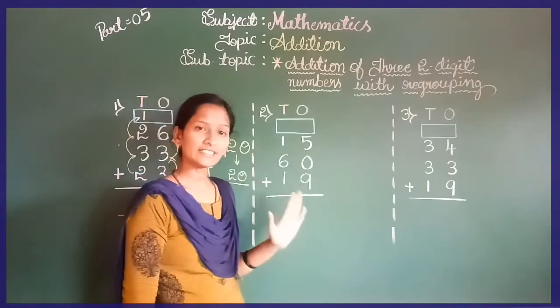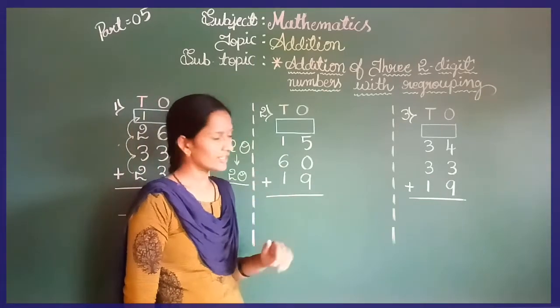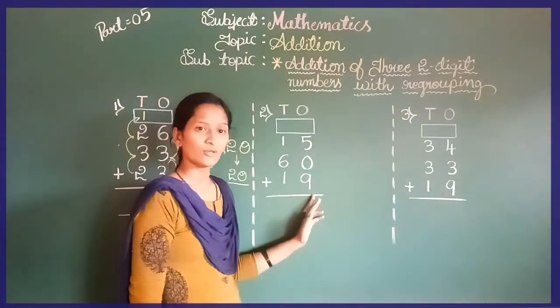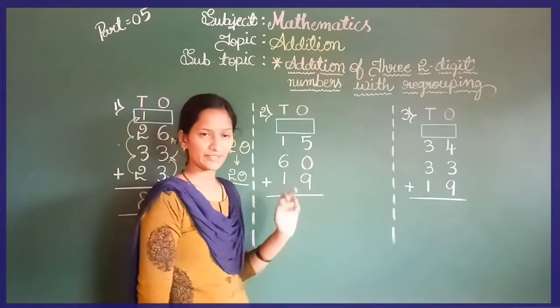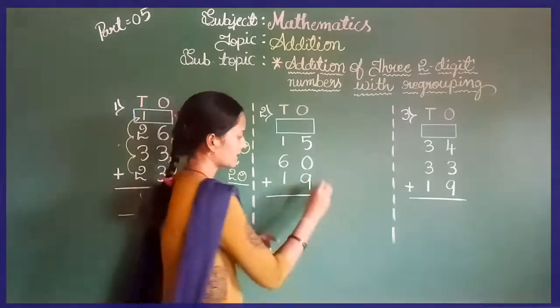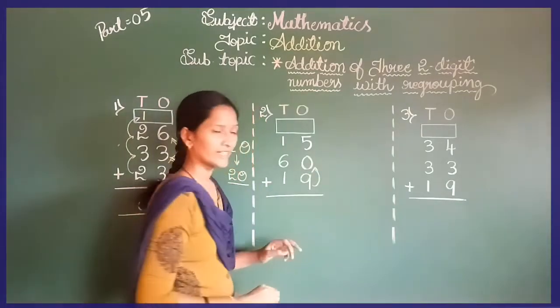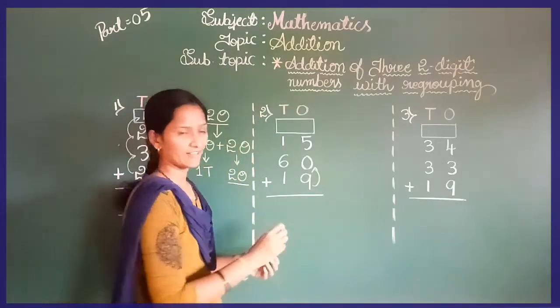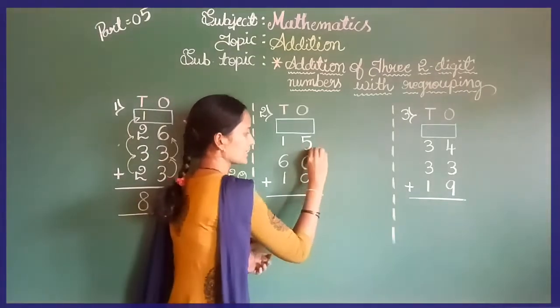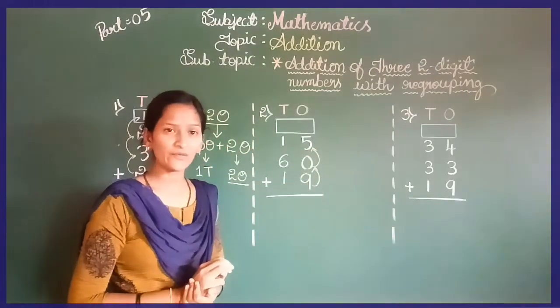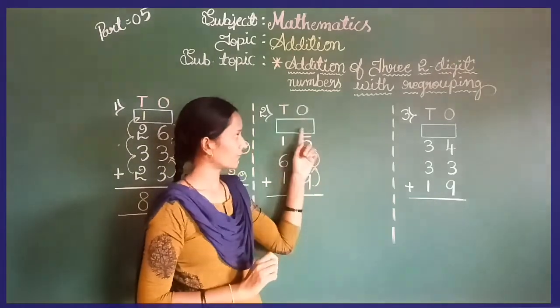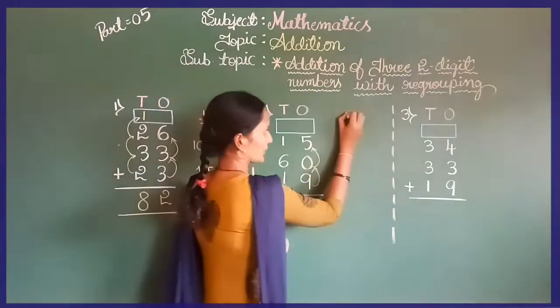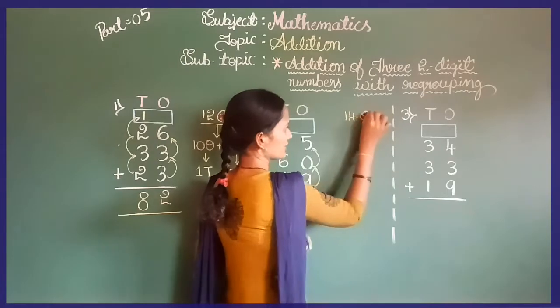The number of digits in the ones column are 3. What are those? 5, 0, 9. Yes. What is 9 plus 0? It is 9 itself. 9 plus 5. What is 9 plus 5? It is 14 ones, right? Okay, 14 ones.